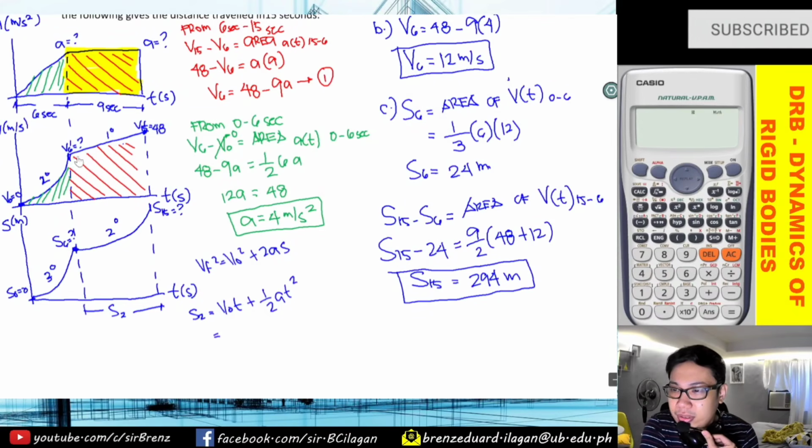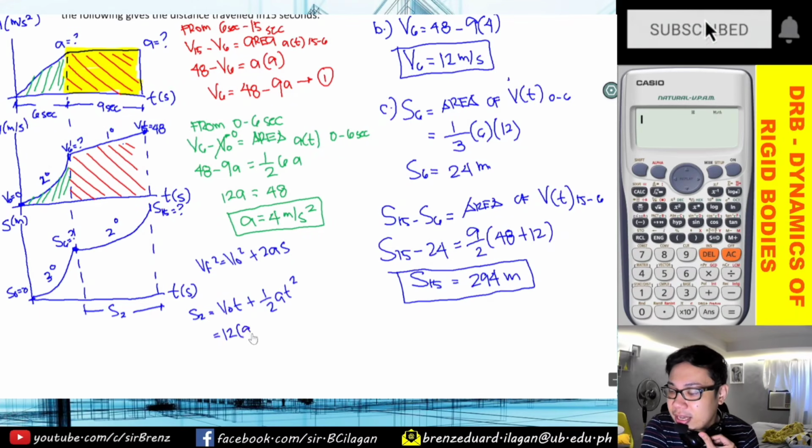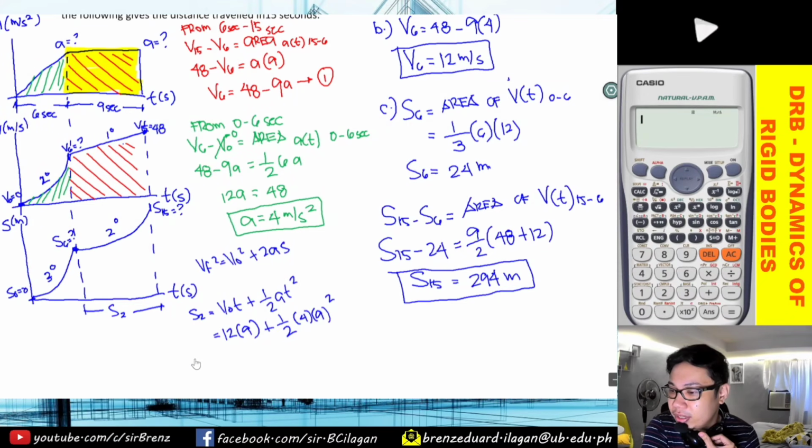So, S2, ayun nga, initial velocity, yung velocity niya at 6 seconds, which is 12, multiplied by the time, 9 seconds, plus 1/2 of the acceleration, which is equivalent to 4, times 9 squared. So, what is the displacement during the 9 second span?